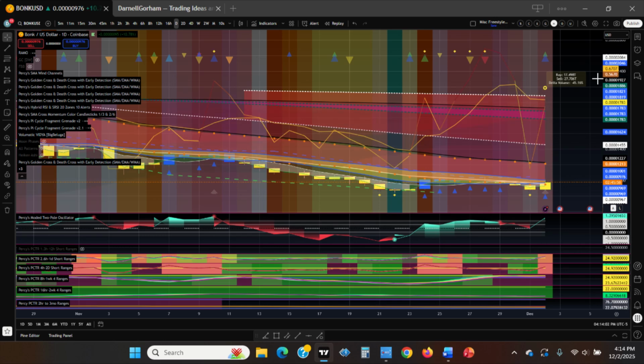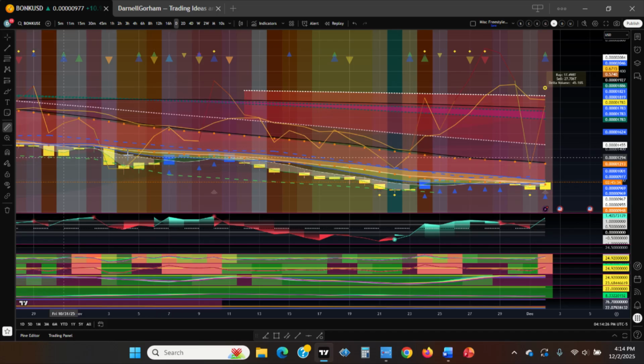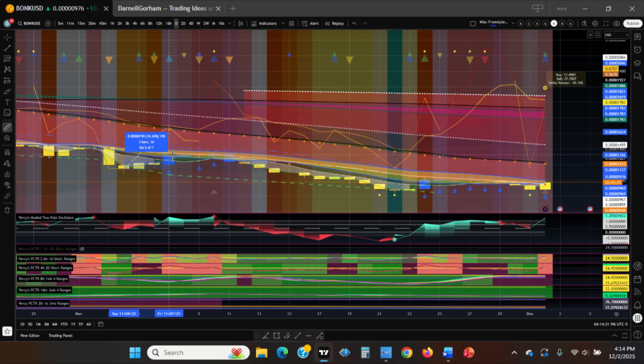The 21 simple moving average moving down for a number of days. Here, it's moving up. Let's just measure from here to here. Bottom of the red, top of the blue. 3 days, 17%. Beautiful. Let's measure another one.